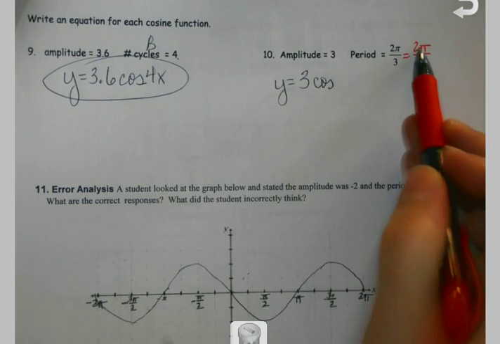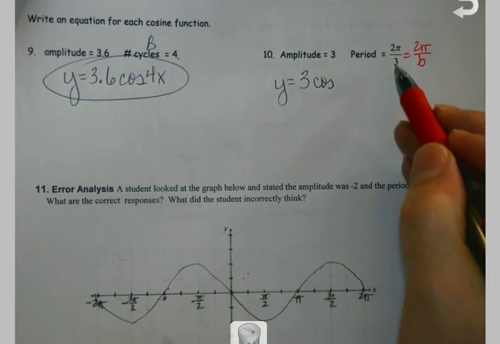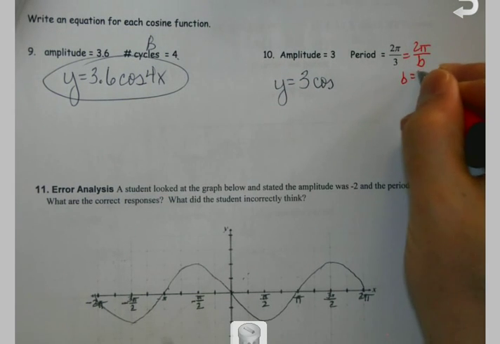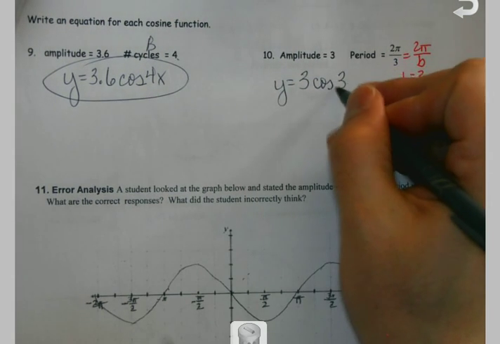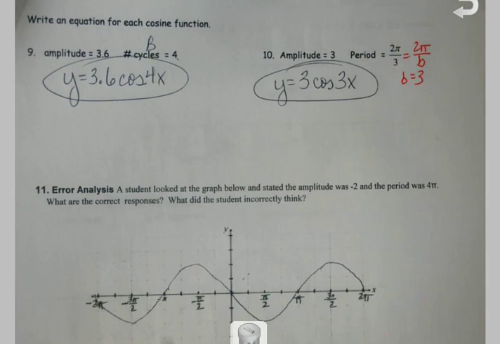Both my numerators are 2 pi. If they're equal, the denominators have to be the same. So my b value is going to be 3. Now, if you went ahead and did the cross multiply and divide, it's fine. You just get to the same answer at the end. And work that out. Okay.